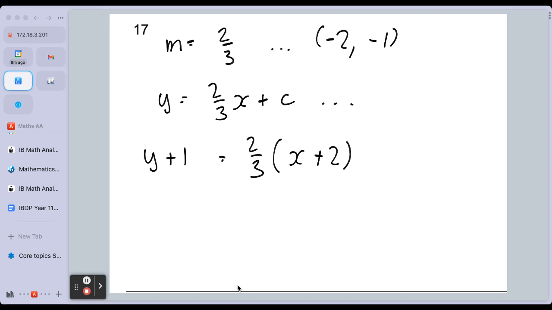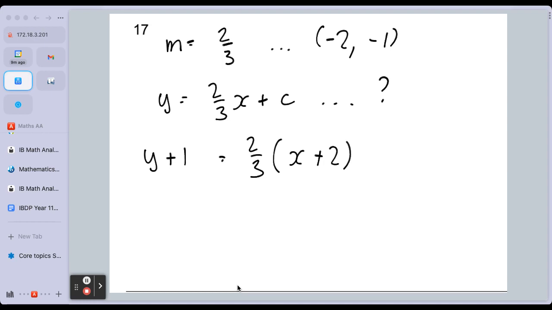So I think that's the form I would use because it's the information I've got. I've got the gradient, I've got the point, so I'm going to put it into point-gradient form. Is that okay? I don't think I'd put it straight into general form because it's a bit magical doing that.